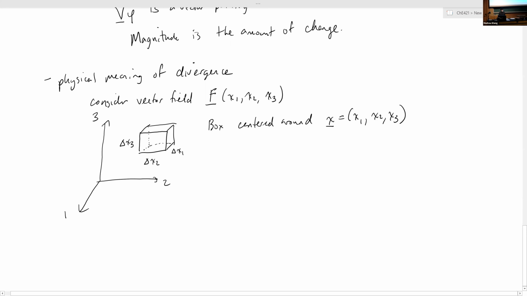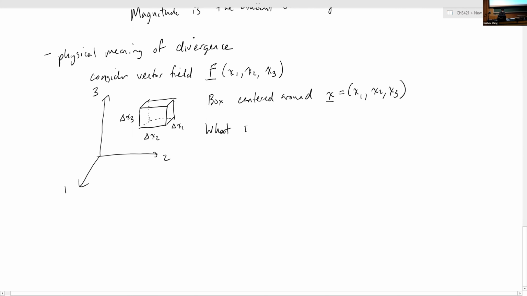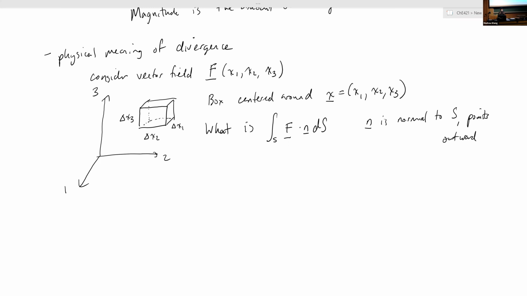The divergence is going to be very related to a quantity that we care a lot about in fluids, and that's the flux in and out of this box. So that's the surface integral of the vector field dotted with the unit normal of this closed surface. Let me annotate that correctly: n is normal to S, and by convention, it always points outward. So we need to basically evaluate this quantity over all 6 faces of our cube.